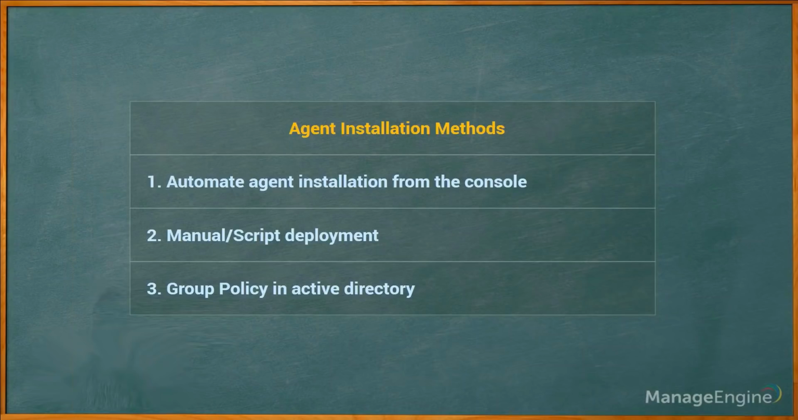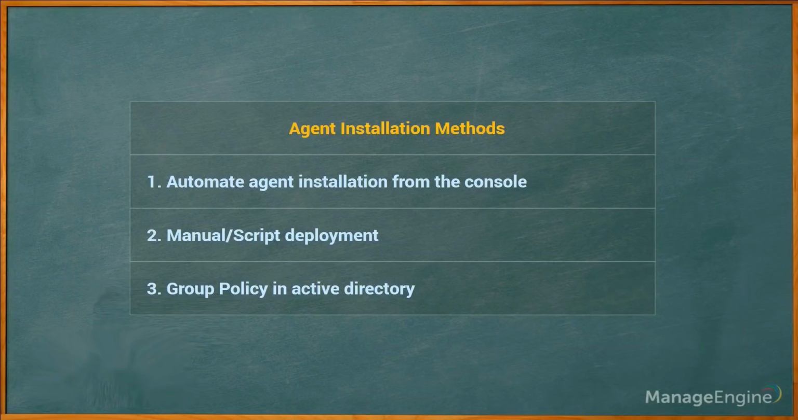Since I mentioned this is an agent-server model, now let's look at how we can install the agent. Desktop Central supports both workgroup as well as domain setup. In case you have a domain, you can add the domain to the Desktop Central server, and you can browse through the domain, select your machines, and initiate agent installation remotely.